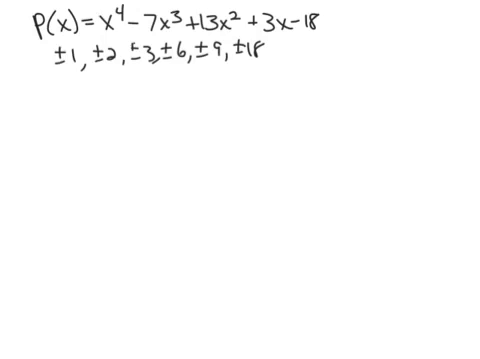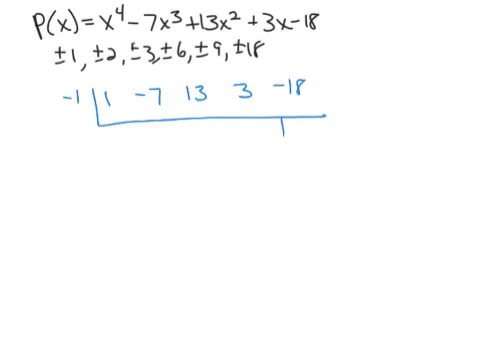Alright, we've got our polynomial, we have our list of potential roots. We know from Descartes' rule of signs that we're going to have a negative root. So let's start by testing negative 1 and see where it goes. Let's list our coefficients, 1, negative 7, 13, 3, and negative 18. And then I'm going to start with negative 1 and see what happens. So the synthetic division process, I bring 1 down, I multiply it by negative 1, that's negative 1, so it's negative 8, so it's 8.